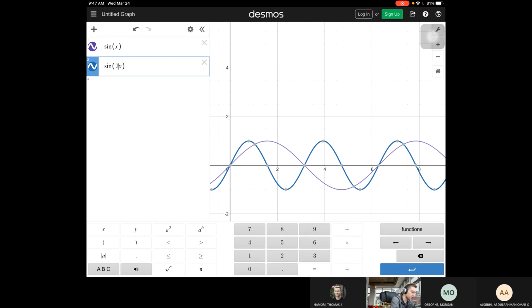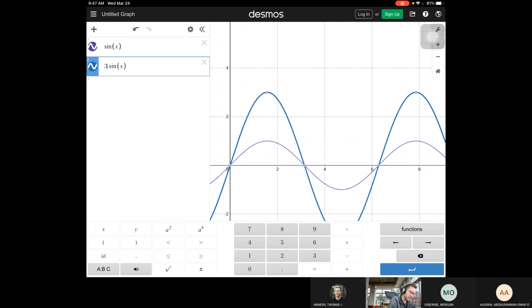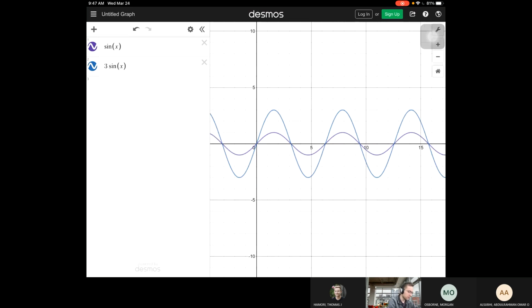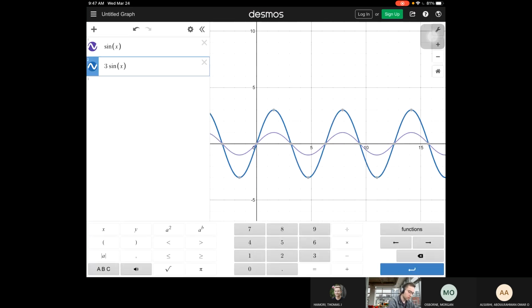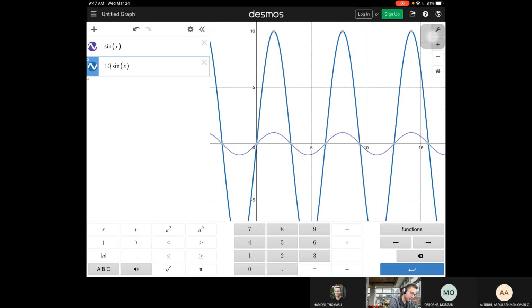If we do sine of x versus, say, 2 sine of x, or 3 sine of x, or 4 sine of x, or 5, or 10 sine of x, what's happening is it's getting vertically stretched, right? It's like if we had a piece of paper which was made out of rubber, and we literally stretched it up and down, right?